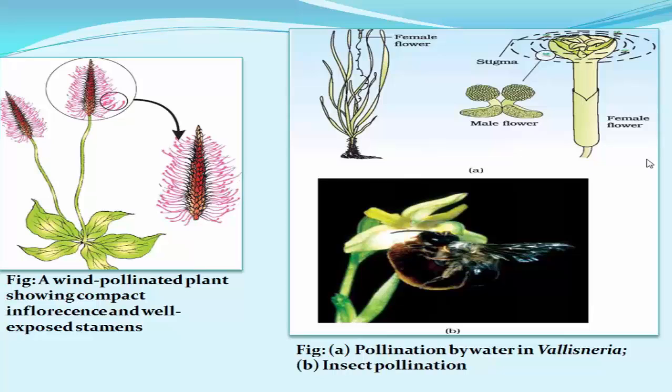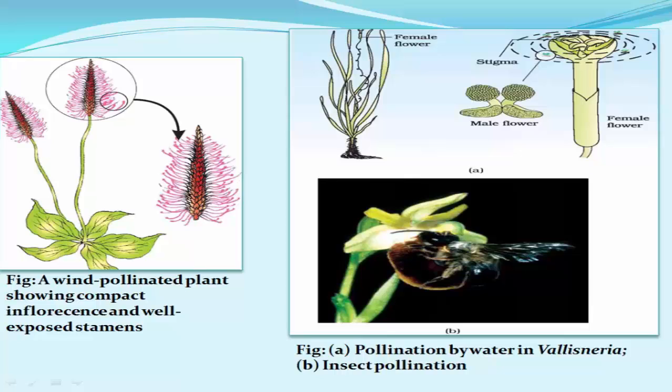On the surface of water, epihydrophily, it is nothing but in case of Vallisneria. Hypohydrophily in case of the seagrass or Zostera. Then one more diagram, pollination by insect. When the pollen grains are carried out by insect, it is called entomophily, and the flowers pollinated by the insects are called entomophilous flowers.